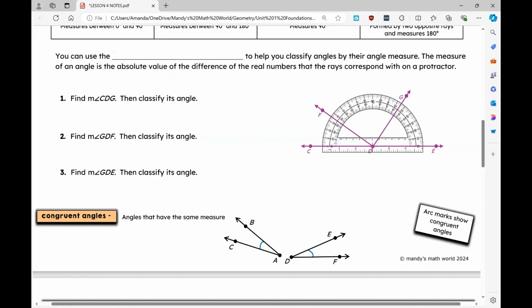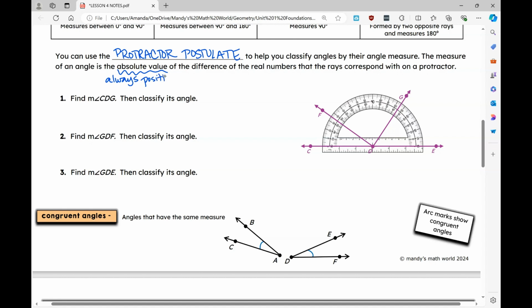In this next section, you can use the protractor postulate to help you classify angles by their angle measure. The measure of an angle is the absolute value, which is always positive.